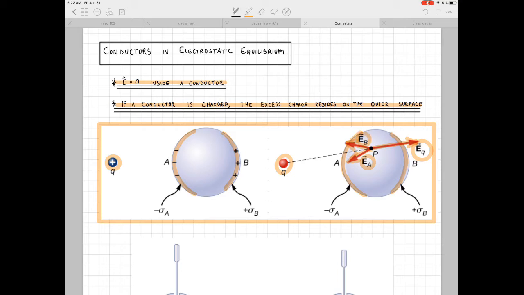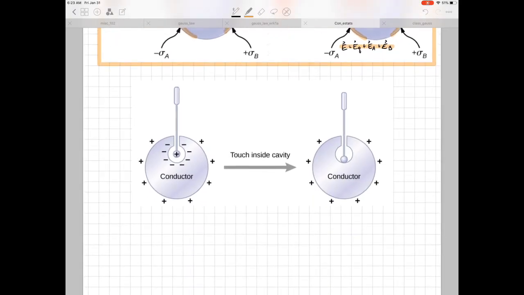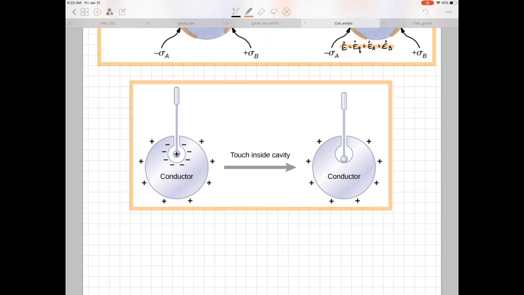And if I add up all of those vectors, EQ, EA, EB, inside that conductor, at any location, those three vectors add up to zero. And so the electric field inside a conductor is zero. This bottom figure highlights the second bullet point.